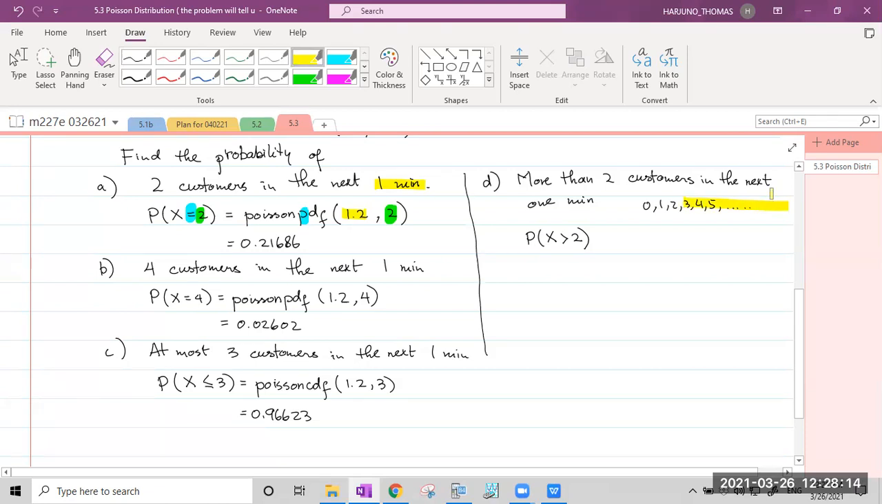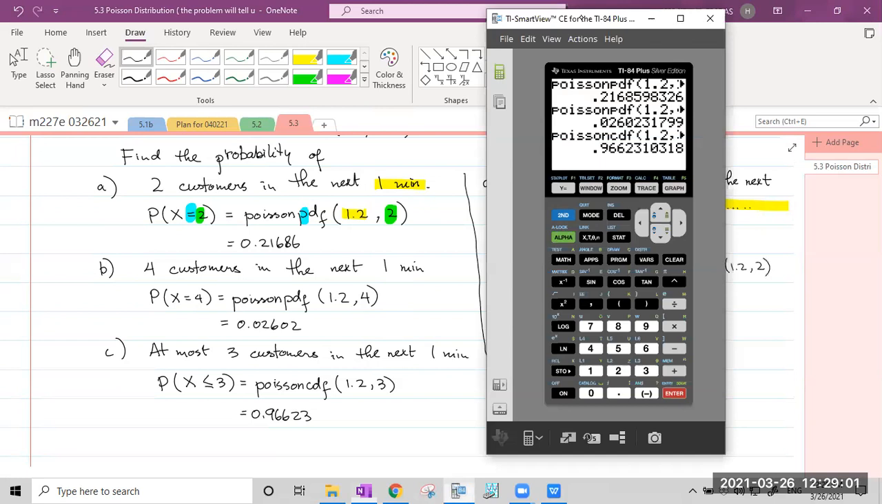Now, we don't have that on our calculator, just like the binomial distribution. So what we will do is we take a look at the complement. That will be 1 minus the probability that the number of customers will be at most 2. Now, if we go on further, this will be 1 minus Poisson Cdf 1.2 up to 2.